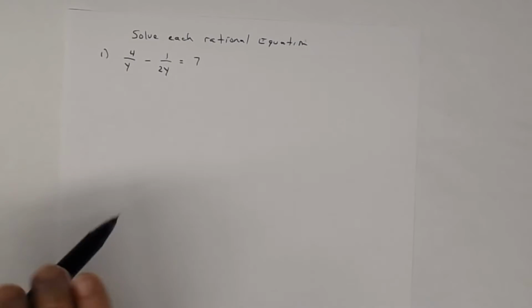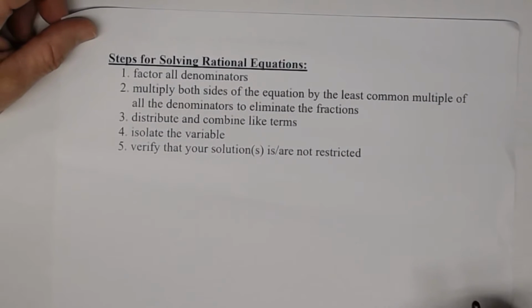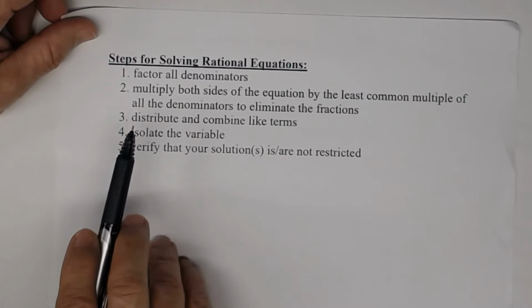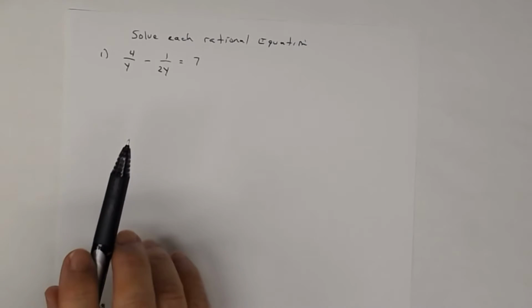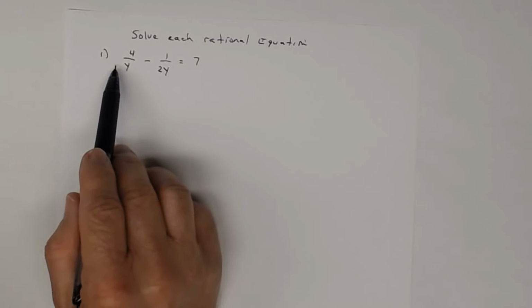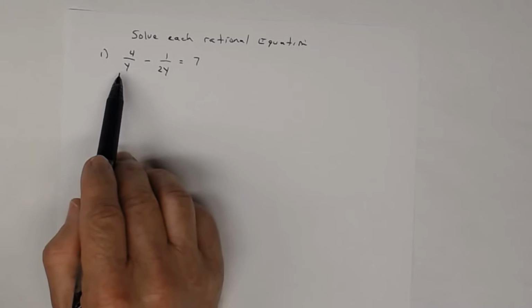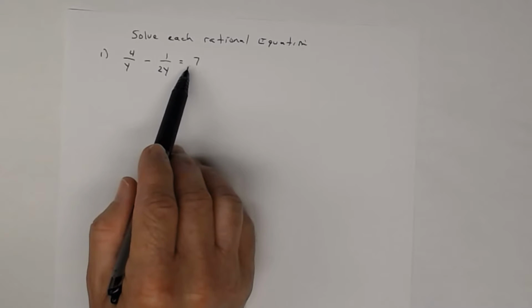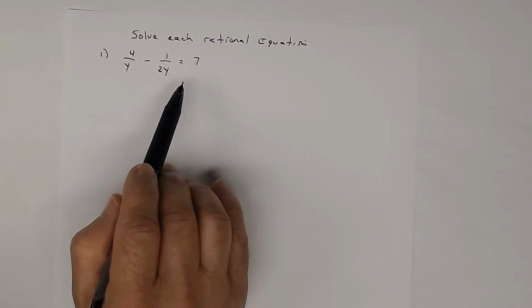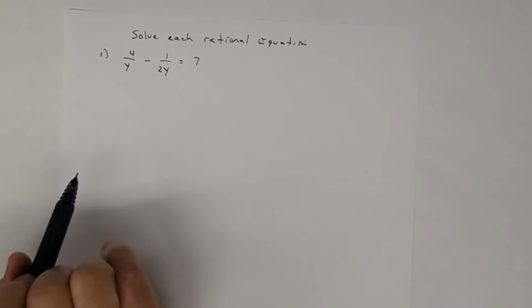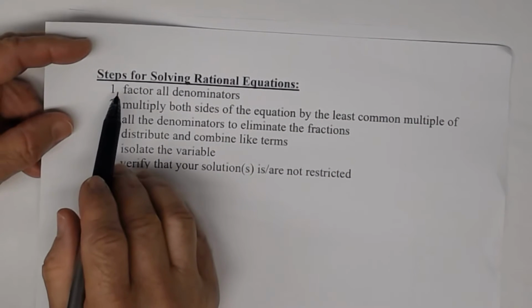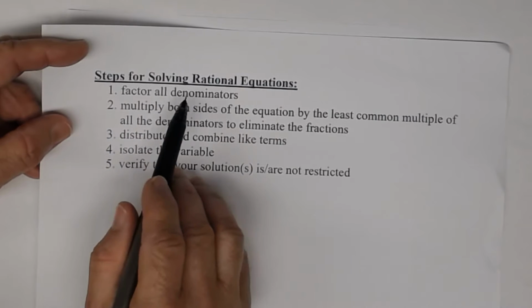Now, to solve a rational equation, remember the steps. The first thing we need to do to solve a rational equation is to factor all denominators. If I look at what I have here, these are monomial factors. So this is a monomial, this is a monomial, and 7, I can think of 7 as 7 divided by 1, and so 1 is also a monomial. So in terms of this step here, there's nothing I can factor.